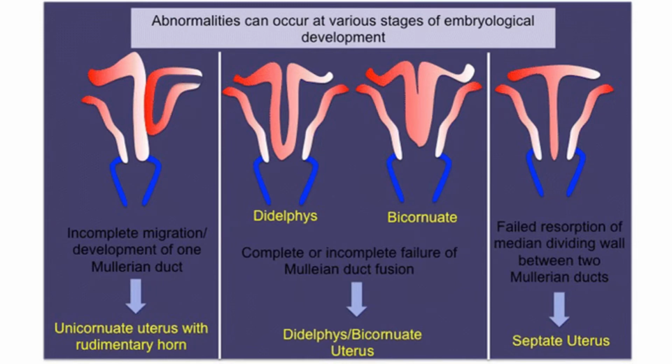Then we have a bicornuate uterus, which has two horns, but a single opening into the vaginal canal. So that is due to partial failure of Müllerian duct fusion. Then remember earlier we were talking about how the septum of the Müllerian duct is supposed to resorb. When this septum does not resorb, we are left with a septate uterus, which is the last picture. It occurs due to failed resorption of the median dividing wall between the two Müllerian ducts.